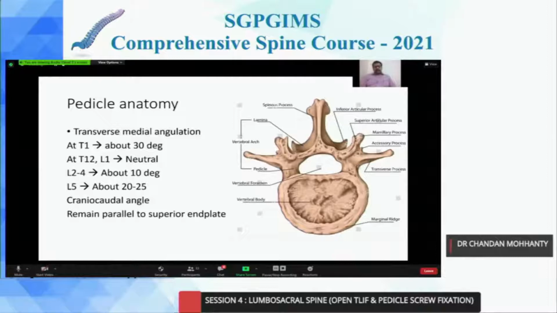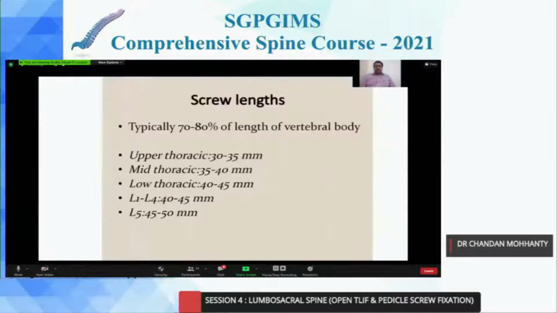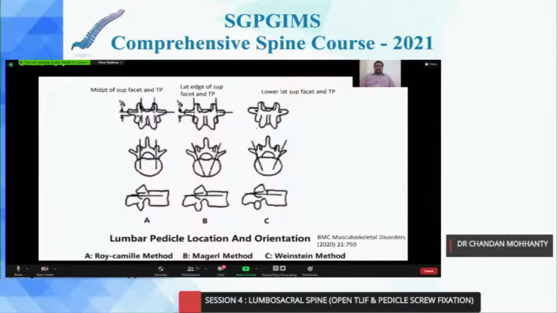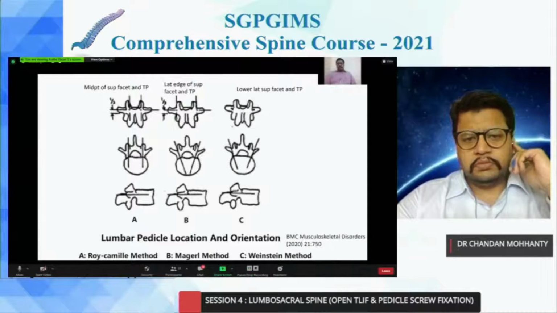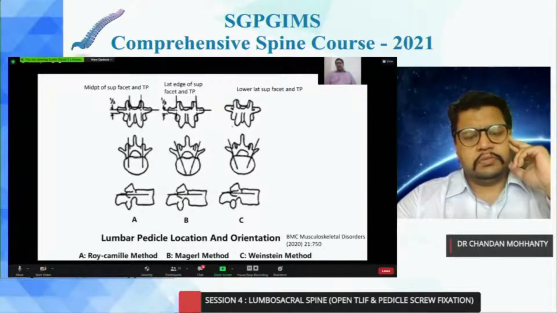So pedicle anatomy. The pedicle simply is the part of the bone which connects the vertebral body with the posterior elements. In the upper lumbar spine, the transverse medial angulation is about 10 degrees, whereas in the lower lumbar spine it's more like 20 to 30 degrees. The craniocaudal angle is usually parallel to the superior end plate, and screws are typically 70 to 80% of the vertebral body.